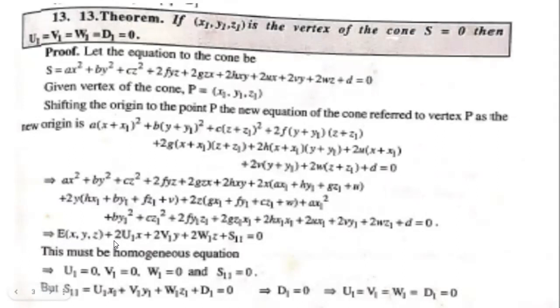Now E of xyz plus 2u1x plus 2v1y plus 2w1z plus S11 equal to 0. This must be a homogeneous equation, that implies u1 equal to 0, v1 equal to 0, w1 equal to 0 and S11 equal to 0. But S11 can be written as u1x1 plus v1y1 plus w1z1 plus d1 equal to 0. That implies d1 equal to 0. Therefore, u1 equal to v1 equal to w1 equal to d1 equal to 0.